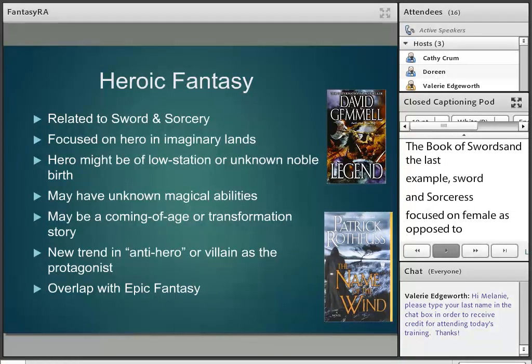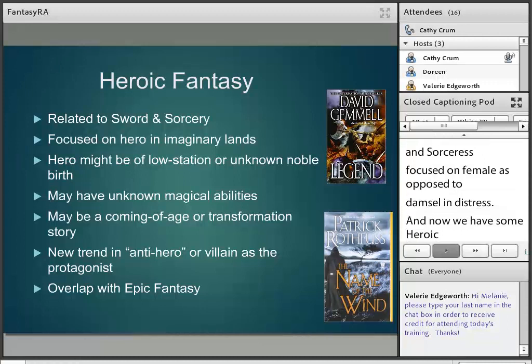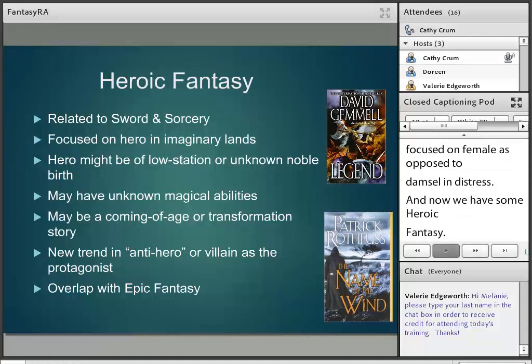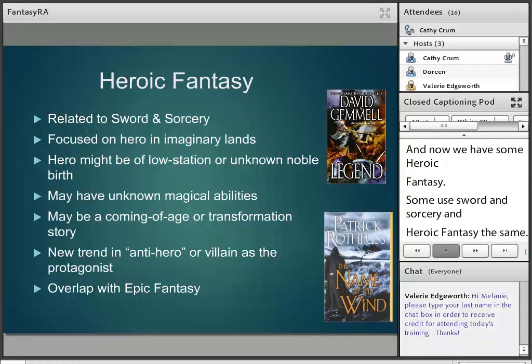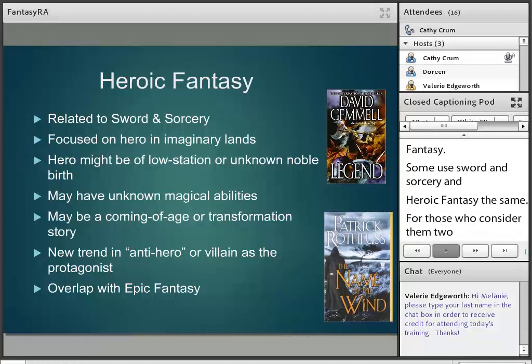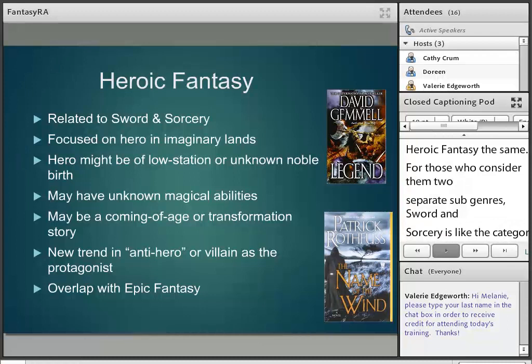Okay, so now we've got some heroic fantasy. Some people use sword and sorcery and heroic fantasy interchangeably, and others consider them two separate but related subgenres. For those who consider them two separate subgenres, sword and sorcery is considered your pulpy category fantasy, just like you have your category romances, your Harlequins and Silhouettes and all that.